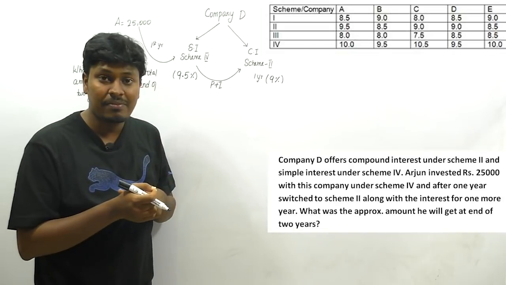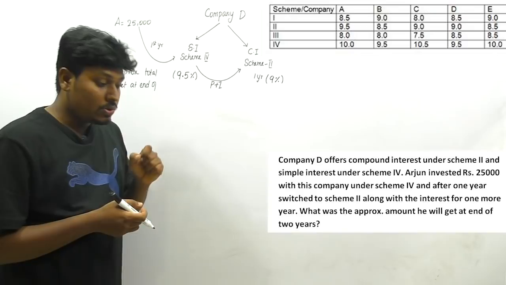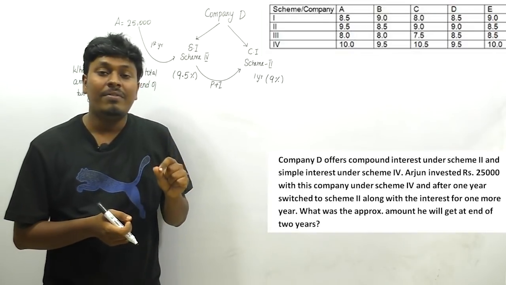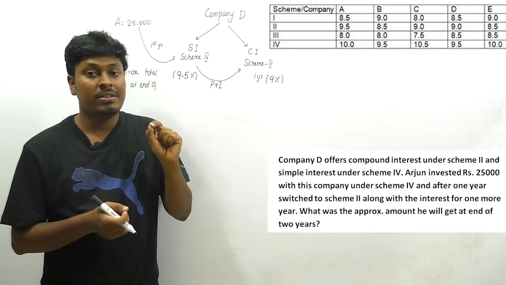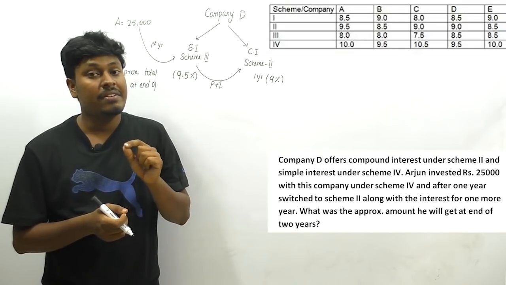Friends, listen carefully. Here it is simple interest for scheme number 4 for 1 year. You should know one basic note: always remember that the interest for the first year is the same for simple interest and also for compound interest. Friends, everyone knows this, right?